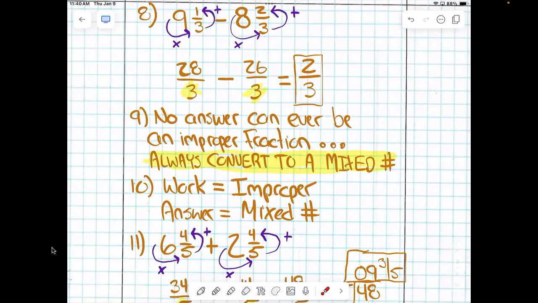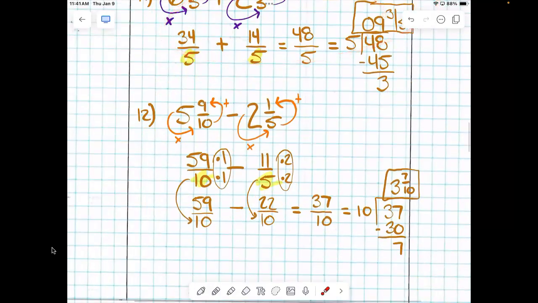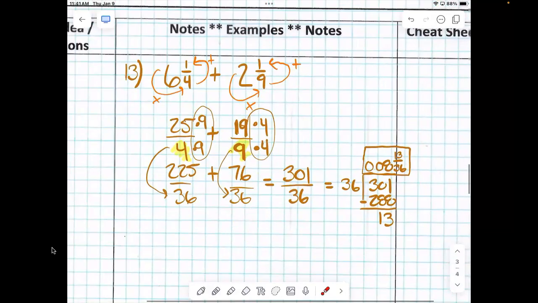Here's another example, another problem you can look at on your own. No answer can ever be an improper fraction. All right, cool. And another example, you can look at that one on your own. Let's take a look at this one.